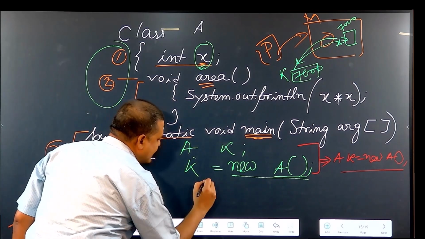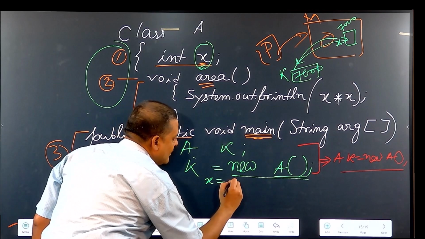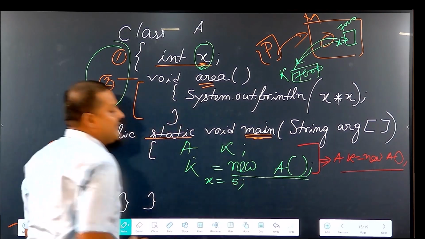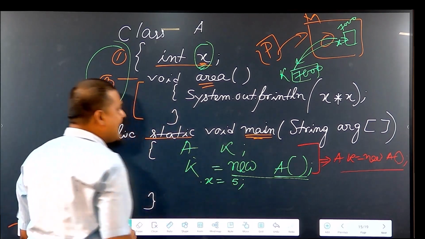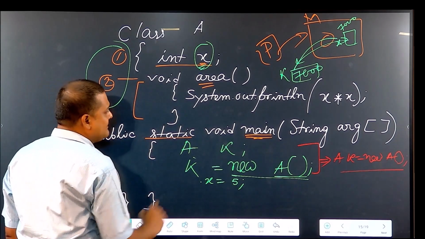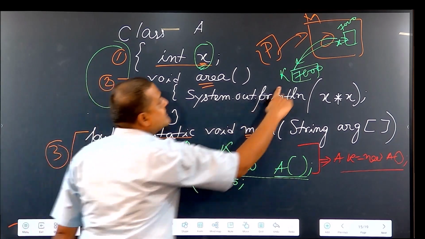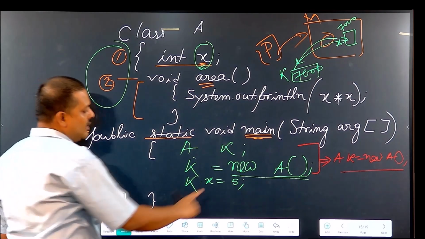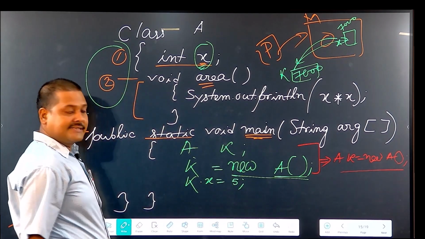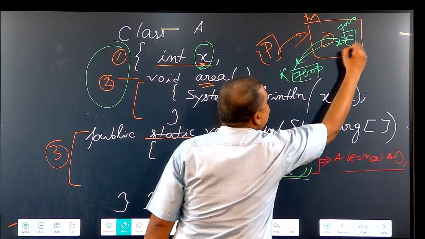So, I want to assign some value inside x. Say for example, I want to assign the value 5. x is not directly accessible. How can it be accessed? With the help of k, because k is referring to x. So this variable is assigned 5, so this a will be assigned as 5.